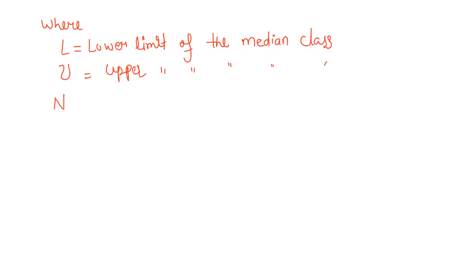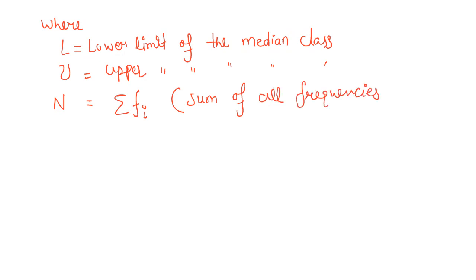Capital N. In the formula, in the numerator, we were using n by 2. So what is n? We know in case of frequency, n is the sum of all the frequencies. Or in bracket, you can write down sum of all frequencies. Right? Next, C dot F that we have written in the numerator. Please look at your formulas that we have written. C dot F, n by 2 minus C dot F.